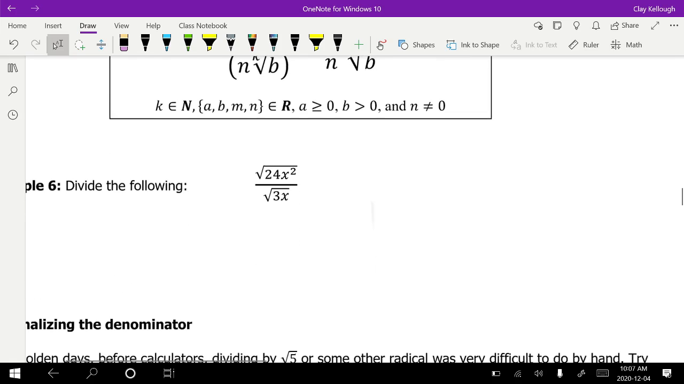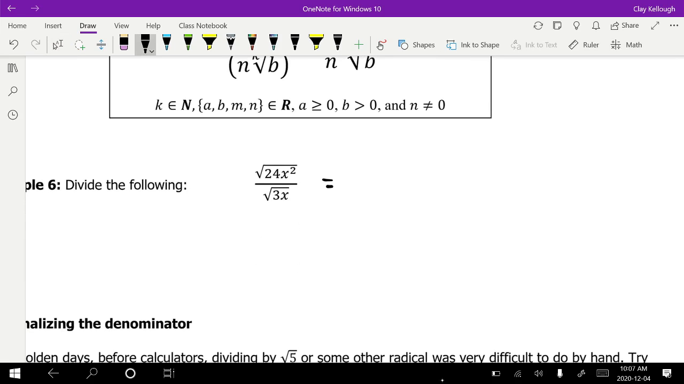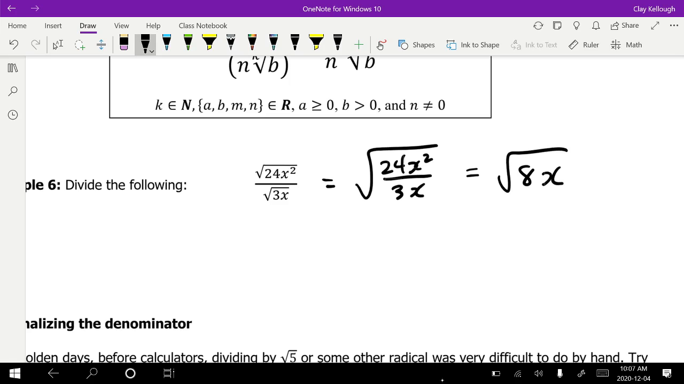Okay, so let's try this one. Well, once again, I can combine. Everything here is under a square root, so there we go. Everything's under a square root. And then 24 divided by 3 is 8. And x squared divided by x is x. And if I leave it like that, I've lost half a mark. How come? Because 8's got a 4 in it, right? There we go.